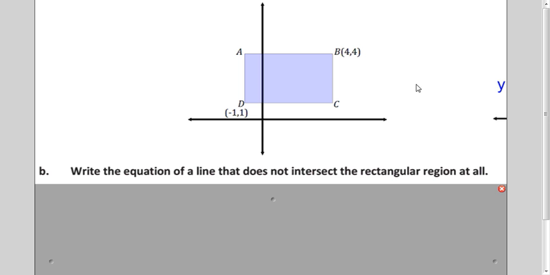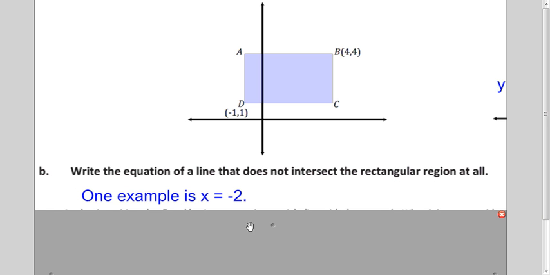So there are many answers to this one. What's the equation of a line that does not intersect this rectangular region at all? So lots of correct answers here. One example is x equals -2. And that would be this vertical line over here.